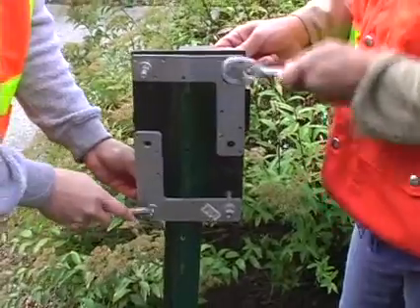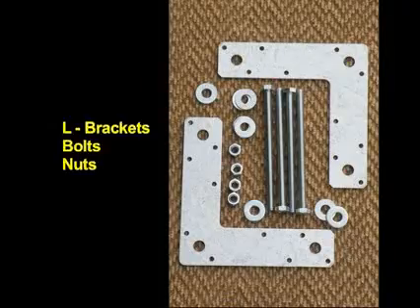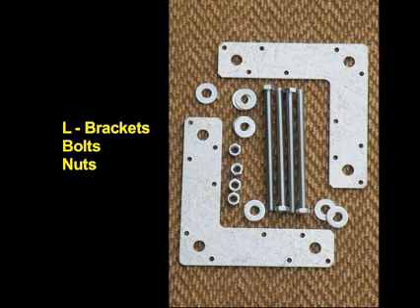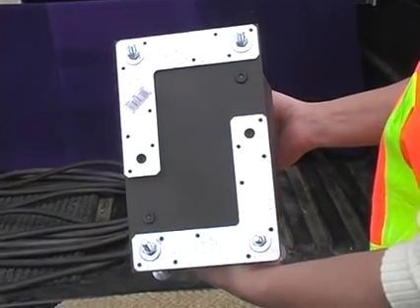If the transmitter and receiver don't already have mounting brackets attached, you'll have to purchase 2 metal L brackets, 4 sets of bolts, and nuts for each unit. Attach the L brackets to the back of both the transmitter and receiver as shown.